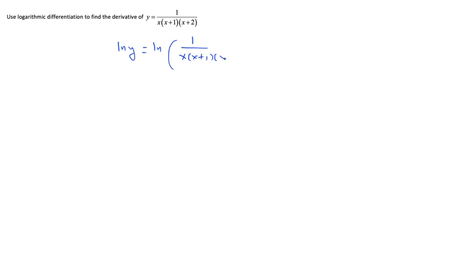So we've got 1 over x times x plus 1 times x plus 2. But what's the whole point of doing that? The reason is, wait a minute, this is a log expression. We can use the properties of logs to expand this. Let's take a look at what happens. When we properly expand this, we get ln of 1 minus, because these terms are in the denominator, minus ln of x, minus the ln of x plus 1, minus the ln of x plus 2.